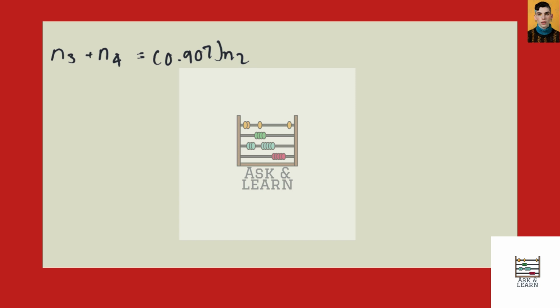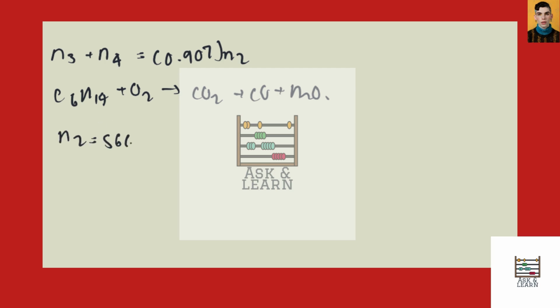So we can derive the percent conversion of hexane from an atomic balance of the carbon atoms. So we have C6H14 add O2 generates CO2 add CO add H2O. So what we get is N2, 5666 moles of air exit gas.